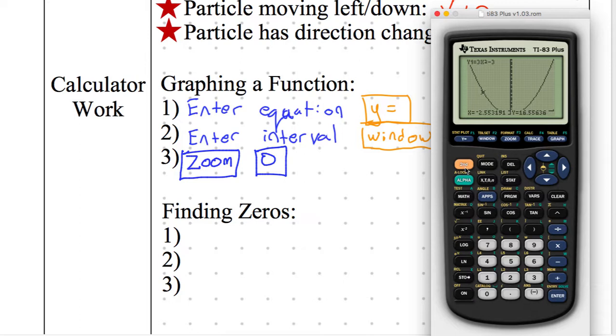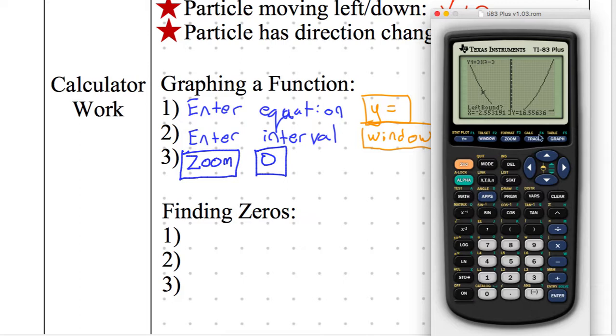The way that we do that is we do second trace, and it goes to calculate, because calculate is the yellow above it, of course. We want to calculate the zero. You could scroll down and hit enter on 2, or I could just hit 2 right now. When I hit 2, it says I need to enter a left boundary. It says left boundary question mark in the bottom left. We see that?